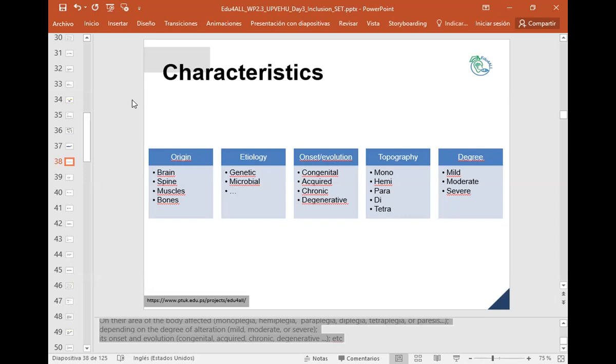According to its etiology: genetic, microbial. On their area of the body affected: monoplegia, hemiplegia, paraplegia, diplegia, tetraplegia, or paresis. Depending on the degree of alteration: mild, moderate, or severe. Its onset and evolution: congenital, acquired, chronic, degenerative, etc.